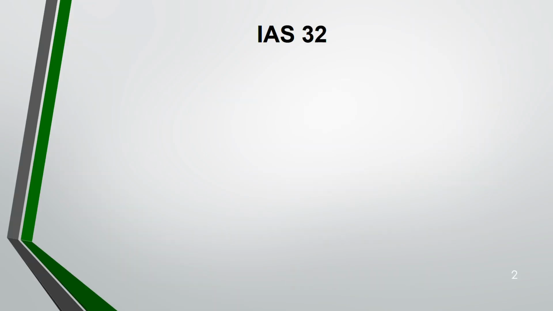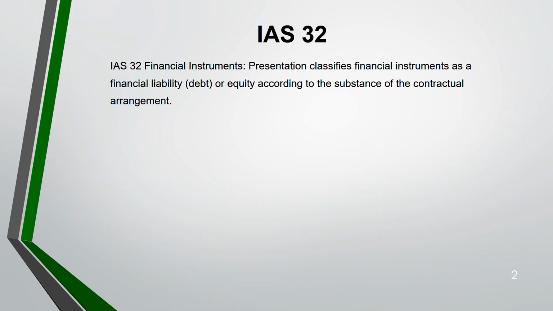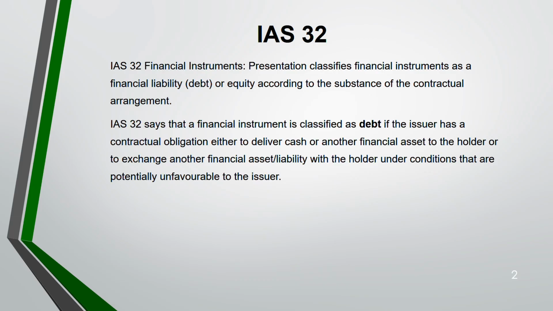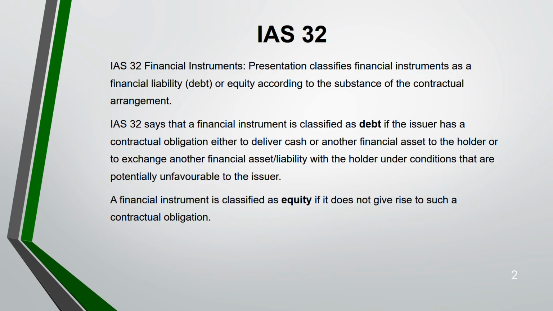Now, in this standard, the main question is whether to present the financial instruments as your financial liability or equity. IAS 32 says that a financial instrument has to be classified as a liability if the issuer has a contractual obligation to deliver cash, that means to pay cash or another financial asset to the holder, or to exchange another financial asset or liability with the holder under conditions that are unfavorable. A financial instrument is classified as equity if no such contractual obligation arises.